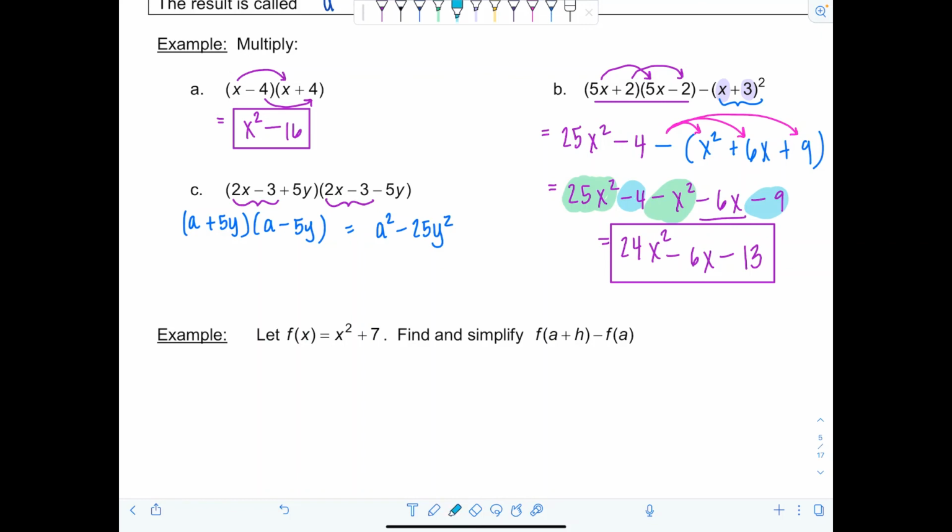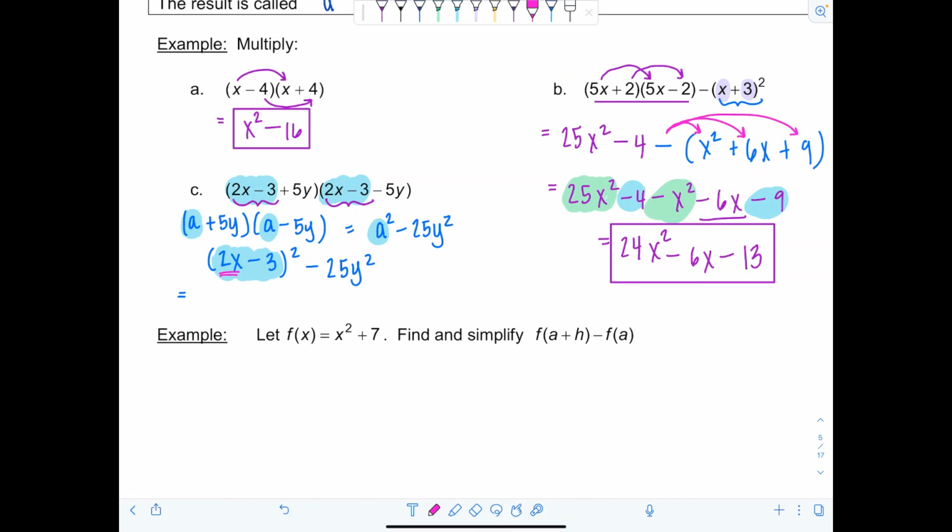Okay, so this problem's just a smidge fancier. Instead of a, we have 2x minus 3. But can you follow the same pattern? For the simpler case, I think we can. So instead of a squared, we're going to have 2x minus 3 squared minus 25y squared. Do you see that? That's my a. All right, now we're not done. Remember, we have to multiply out 2x minus 3 squared. So, oh yes, it's shortcut formula time.